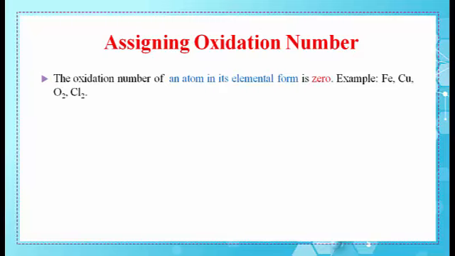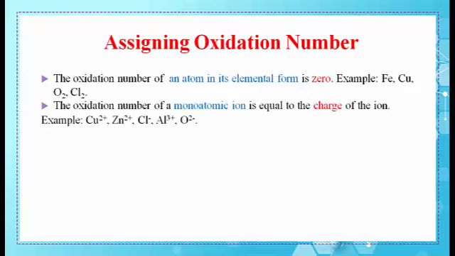First, the oxidation number of an atom in its elemental form is 0. Examples of elements in their elemental form are Fe, Cu, O2, and Cl2. Also, the oxidation number of a monoatomic ion, an ion made up of only one atom, is equal to the charge of the ion. Examples: Cu2+, Zn2+, Cl-, Al3+, O2-.